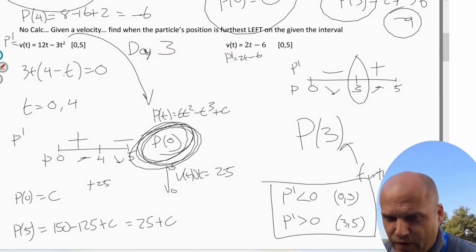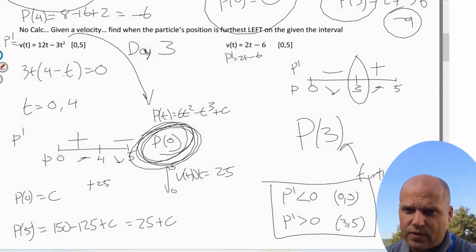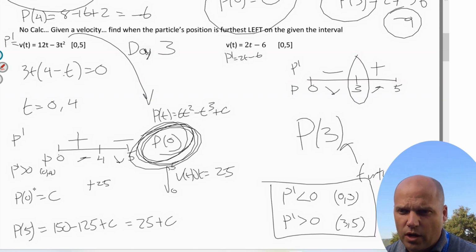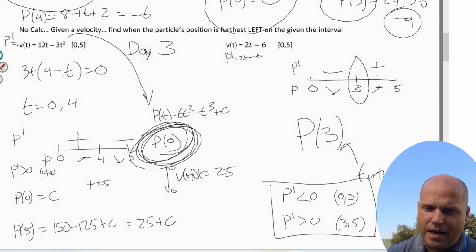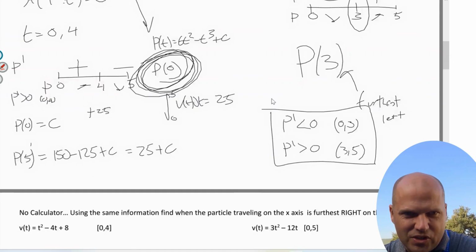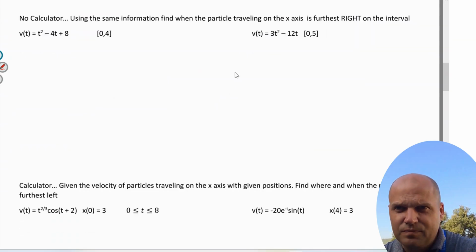This one, your justification is that P of 0 and P of 5 are our candidates for the furthest left, since P prime is positive from 0 to 4, and P prime is negative from 4 to 5. So our candidates are at 0 and 5. Then you can just talk about how your displacement from 0 to 5 is positive 25. Therefore, P of 0 is less than P of 5, and it's the winner. You know, something like that. We'll try to be as formulaic as possible.